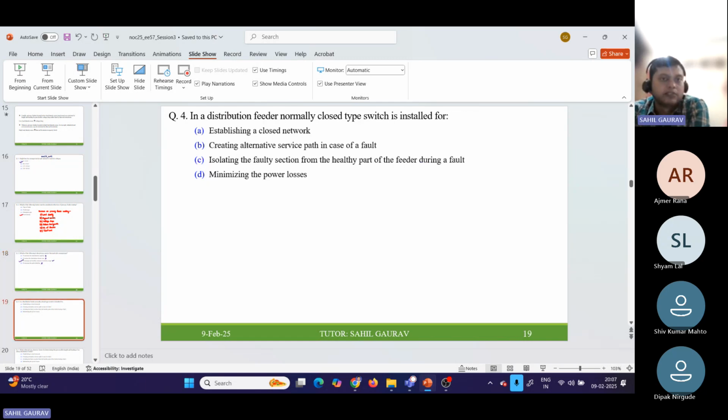So the next problem is: in a distribution feeder, a normally closed type switch is installed for. Options are establishing a closed network, creating an alternative service path in case of a fault, isolating the faulty section from the healthy part of the feeder during a fault, minimizing the power losses.